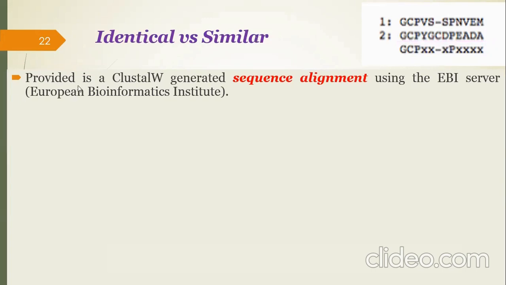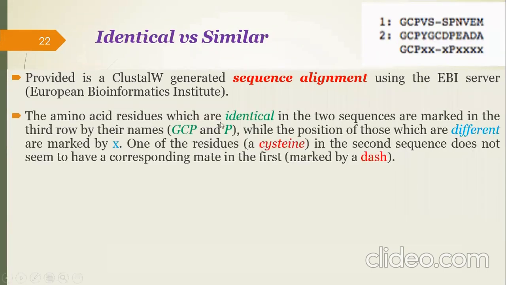So provided is a CLUSTAL W generated sequence alignment using the EBI server, European Bioinformatics Institute, and the amino acid residues which are identical in the two sequences are marked in the third row by their names G, C, P and P. So they are identical, GCP and P. The positions of those which are different are marked X. One of the residues, a cysteine, in the second sequence does not seem to have a corresponding mate in the first and is marked by a dash.